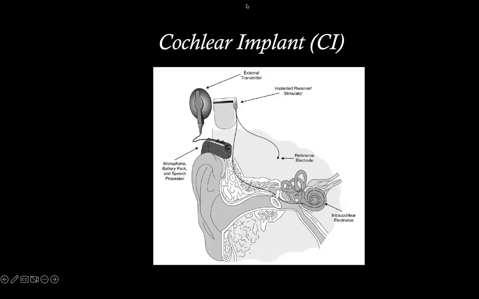So basically, here you see a drawing where the external transmitter, the receiver, the microphone, but most importantly, this is the electrode. So we need to know where the electrode goes and what are the possible pitfalls by way of pathology or anatomical variant that the surgeon can find when planning this operation.